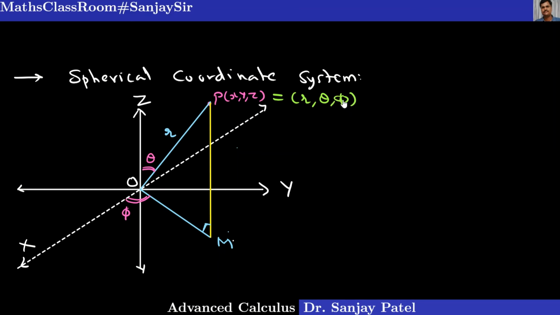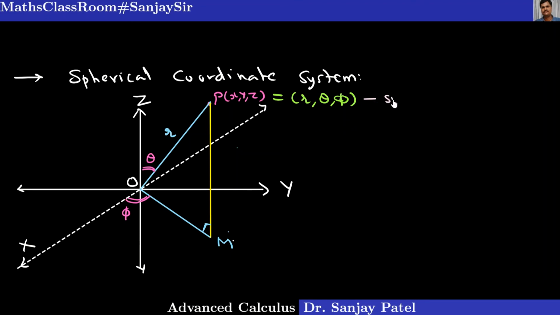Remember, the order is important. This theta is the angle between the line segment OP and the z-axis, and the phi is the angle between the line segment OM and the x-axis. Okay, and we also know the relation between the Cartesian variables x, y, z in R3 and the spherical coordinates in R3.